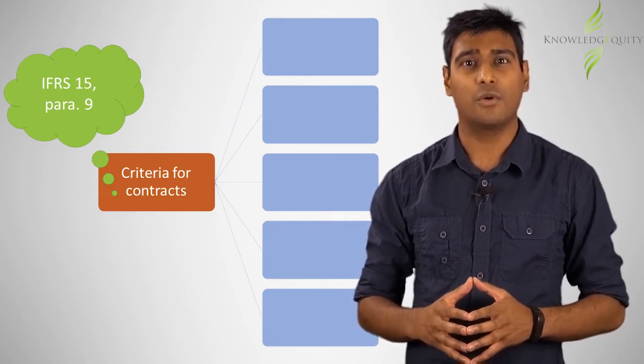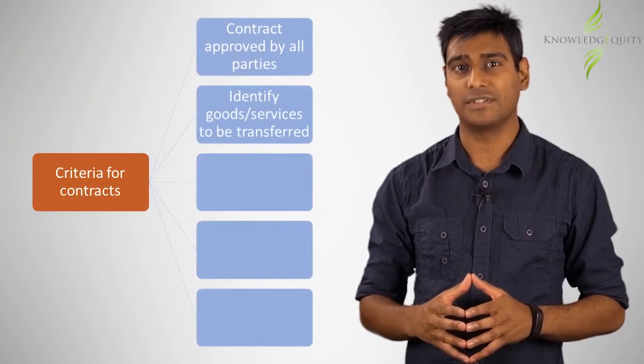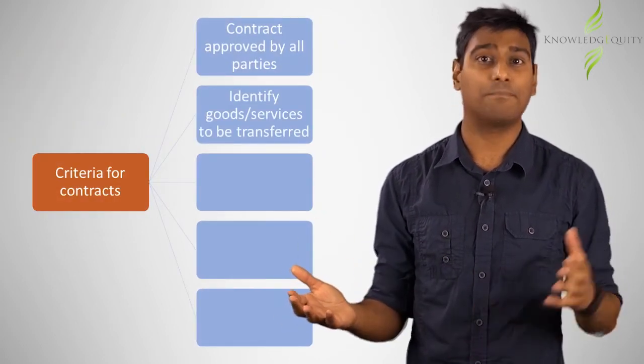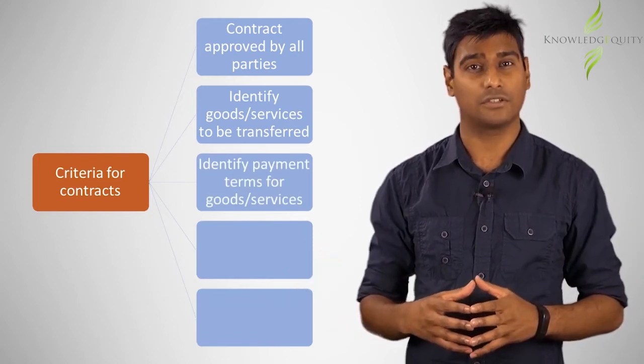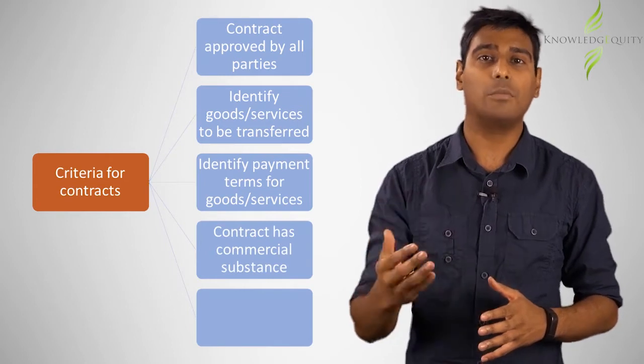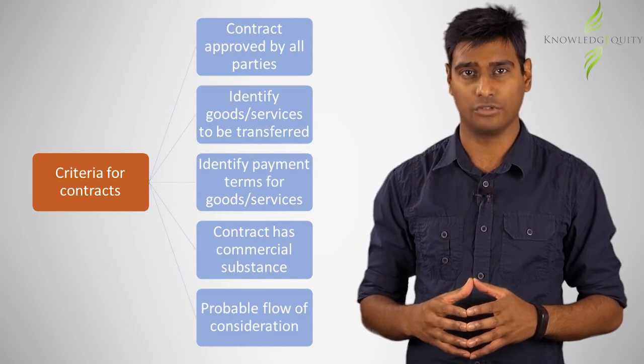The attributes require that all parties to the contract approve it. The rights to goods or services transferred can be identified, and payment for those goods or services can also be identified. The contract has commercial substance, and there is a probable flow of economic benefits that will flow to the entity for the provision of goods or services.